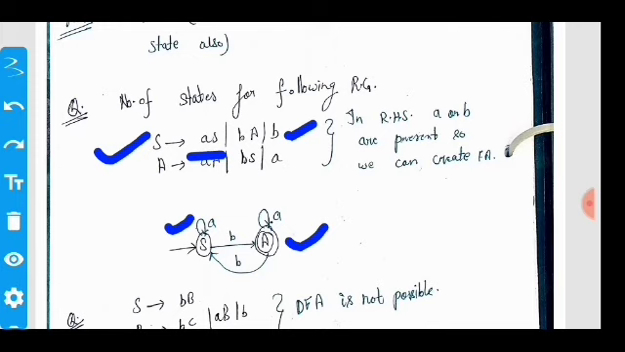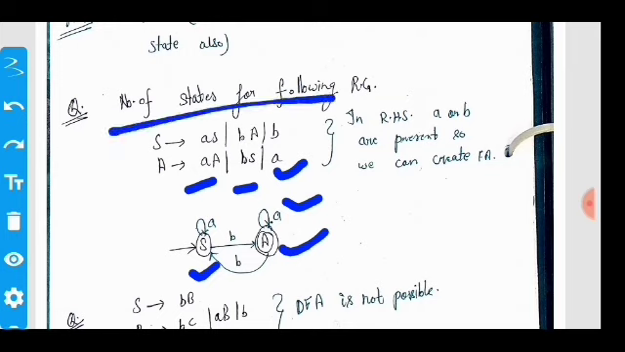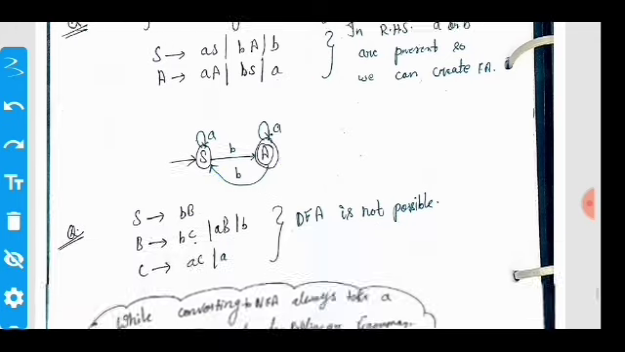Now we come to the state A. When we give a, it goes to itself, a self loop, and when we give b, it goes to S. We also say that it contains A because it is the final state. So the total number of states in this regular grammar is S and A, meaning 2 is the right answer. Now move on, next question.